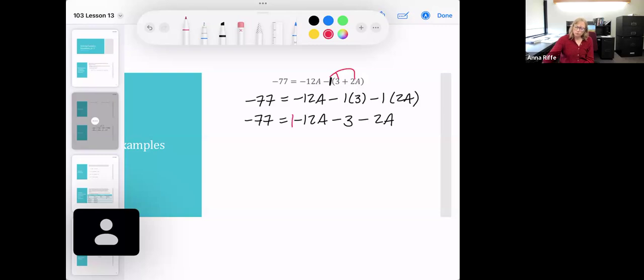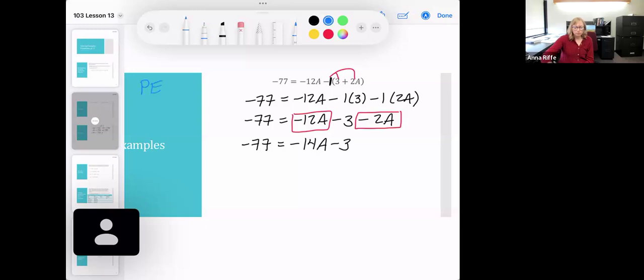And now we're going to find that there are two variable terms on the right. When I have the variable terms on the same side, I want to combine terms, and I don't change the sign. I just add them. Negative 12 minus 2 is a negative 14a. And then I still have the minus 3. So this gives us a simple equation.